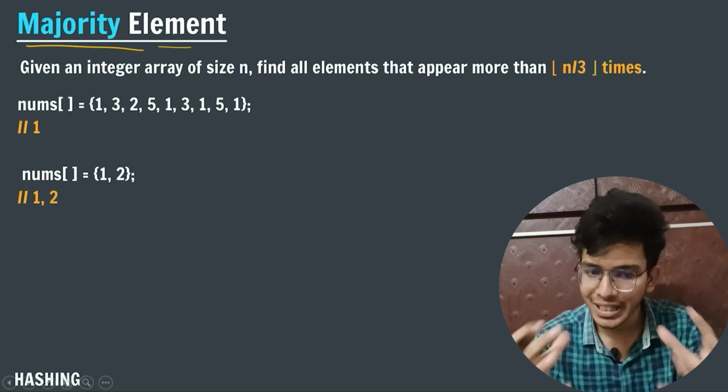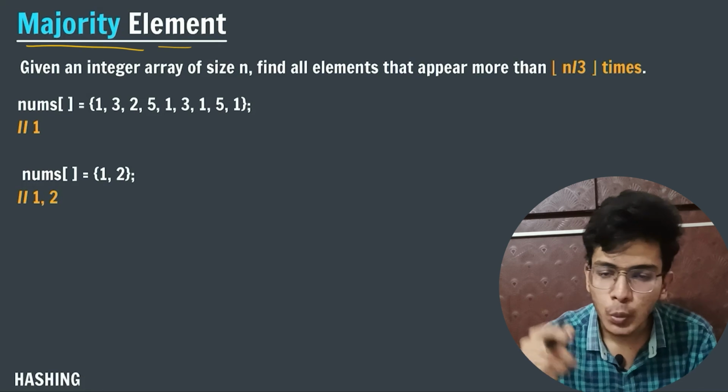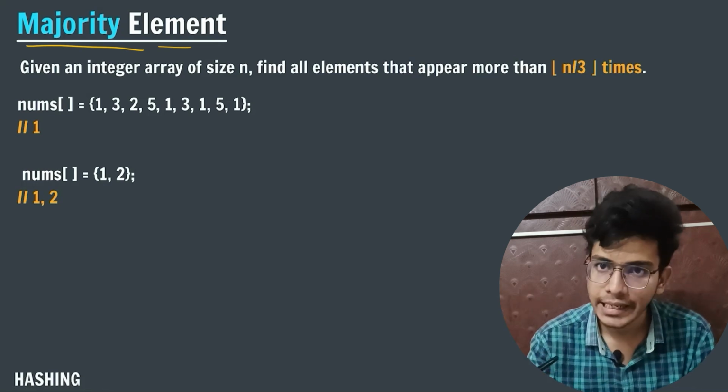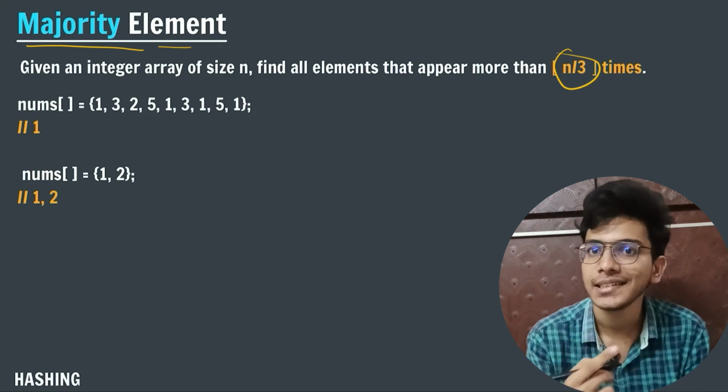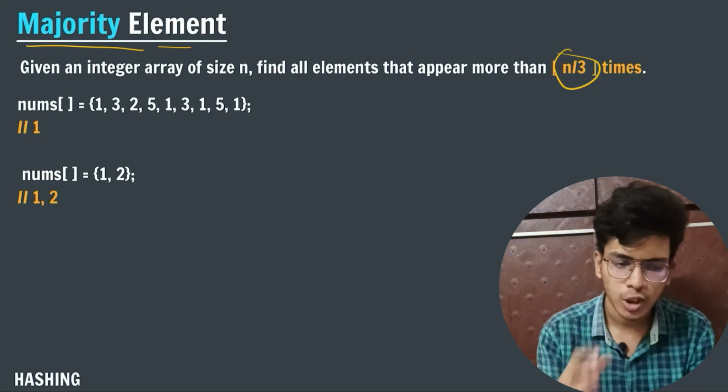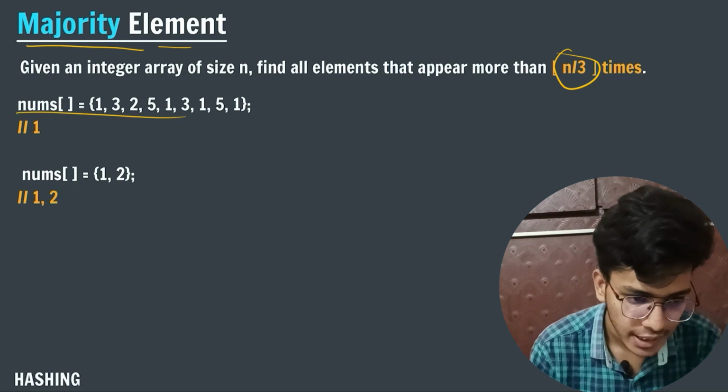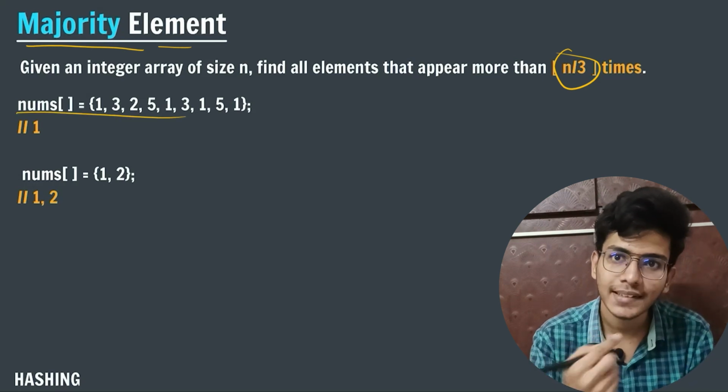So the user will give me an array and I need to print the elements of the array which have occurred more than n by 3 times. Here n is the size of the array. For example, to understand this question, let us consider this array and I will count the occurrence of each element.